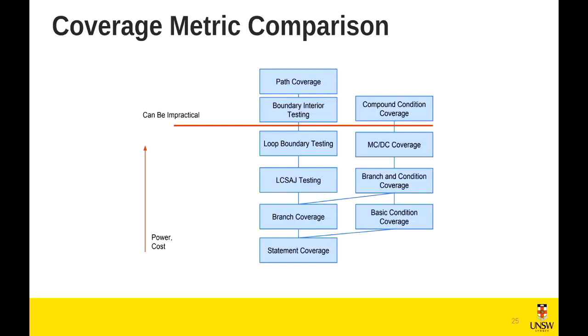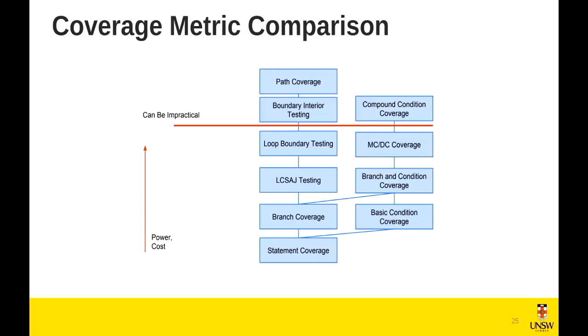Path coverage is the most complicated or budget-consuming coverage metric. And sometimes boundary interior testing and compound condition coverage could be practically infeasible. But this can be impractical because, in the previous example of the search program, remember, we could generate more test cases with loop boundary testing than boundary interior testing. So this is just what's happening in general.